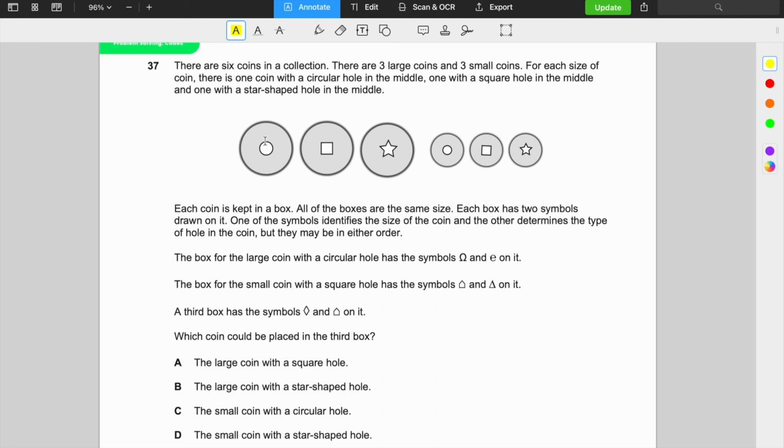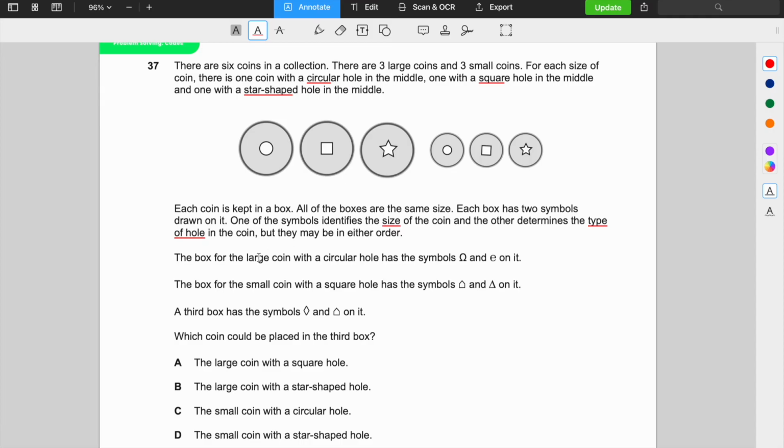Each coin is kept in a box, and all the boxes are the same size. Each box has 2 symbols. One symbol identifies the size, and the other one identifies the type of hole. So size could either be large or small, and type of hole could either be circular, star-shaped, or square.